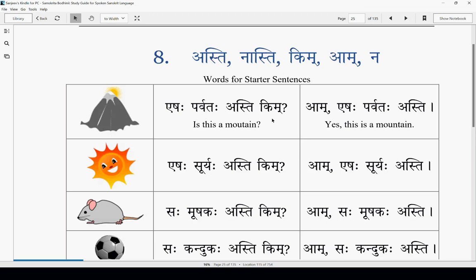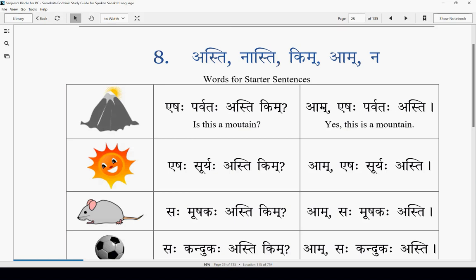It is used as a general question word to ask the question. Eshaha Parvatah Asti Kim. Okay. So, this Kim and that Kim are two different words. Remember that. It's not the same word. They are two different words.